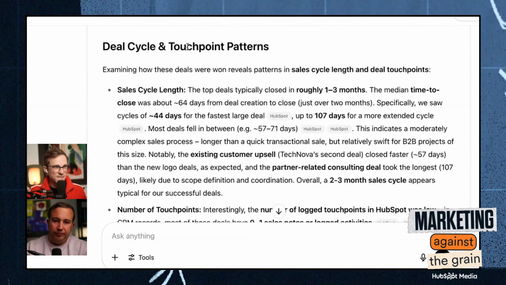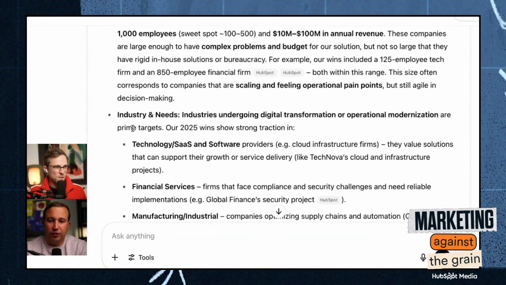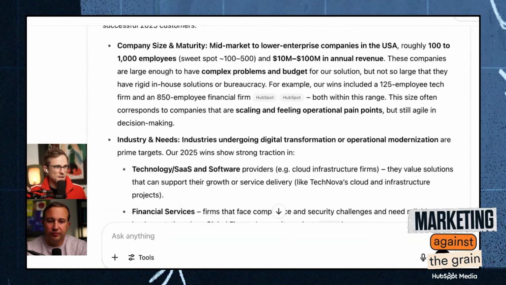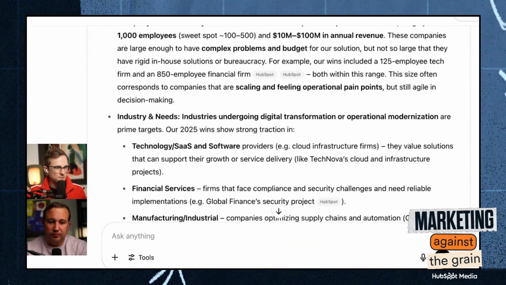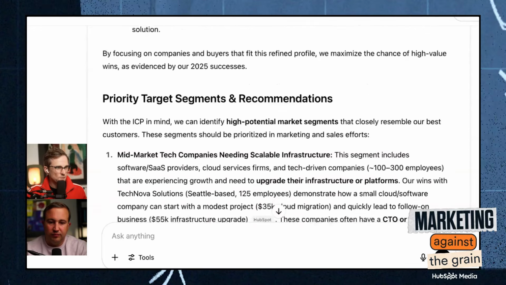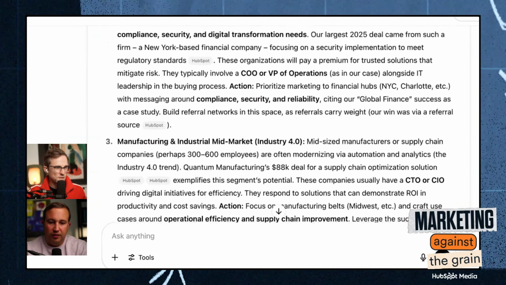The average deal cycle, touch point patterns, and then it goes all the way through and gives me a refined ideal customer profile. It talks about the company size, the buyer persona, the geo, the industry. Let's see, I didn't get all the way down here. Priority target segments and recommendations. Yeah, so it gives me the actual companies to target.